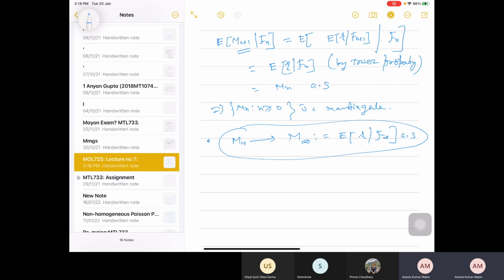So this martingale is called the Doob's martingale. This martingale Mn, which I have constructed, is called the Doob's martingale.